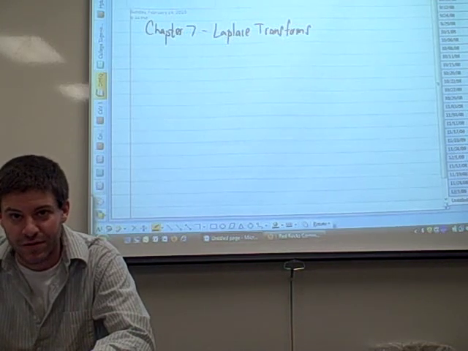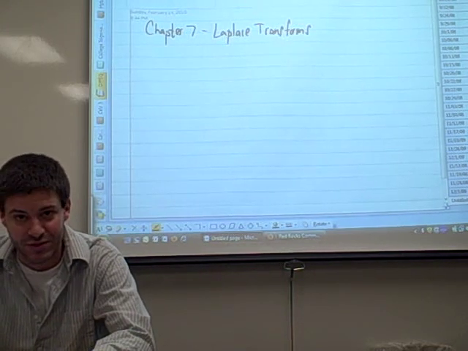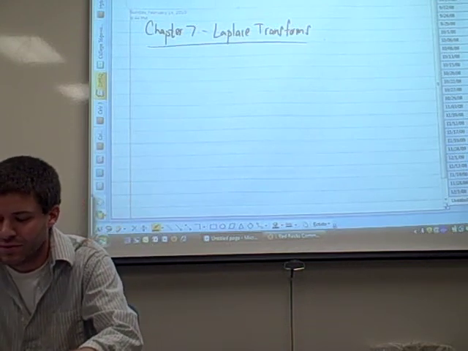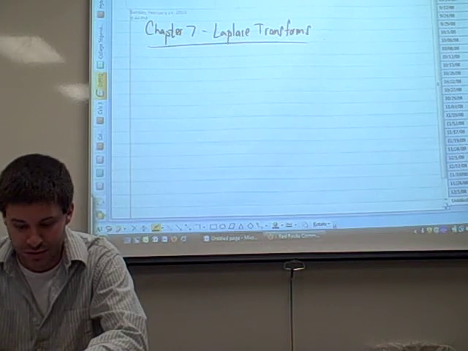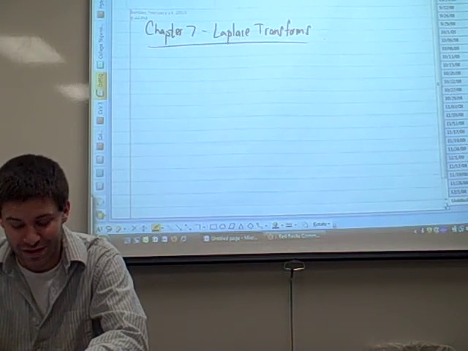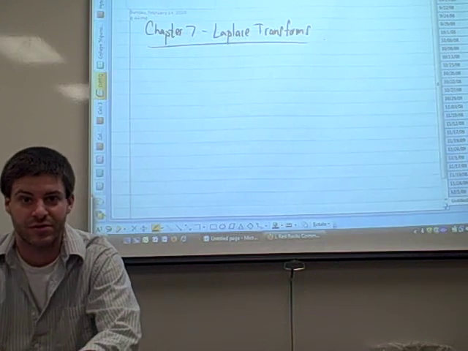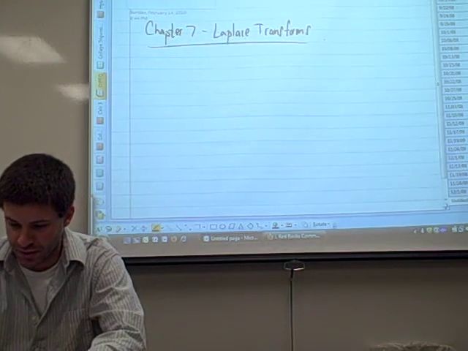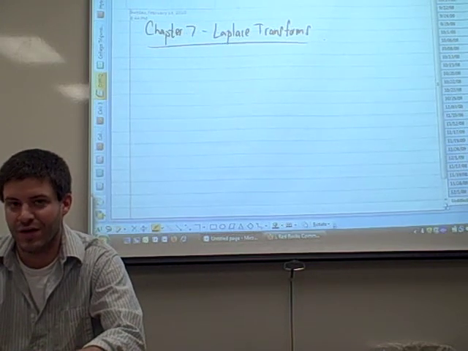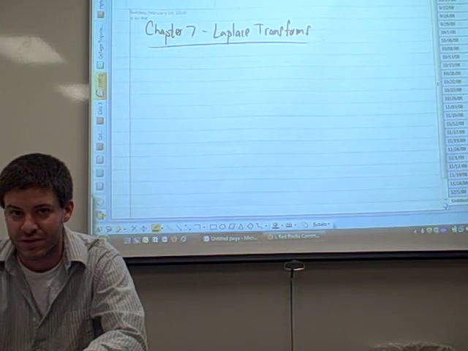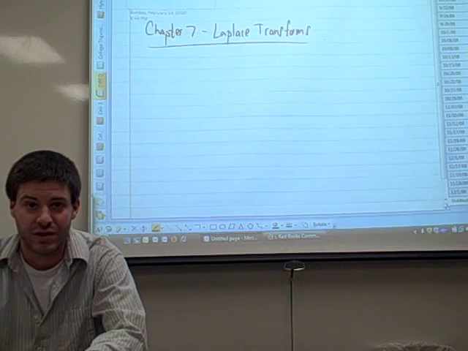We are going to start with this E-schedule, Chapter 7, Laplace Transforms. Now, Laplace Transforms do a couple of things for us. One thing that they help us with is they give us another way to solve differential equations. The other thing that it does is it allows us to solve differential equations that have discontinuities in them.